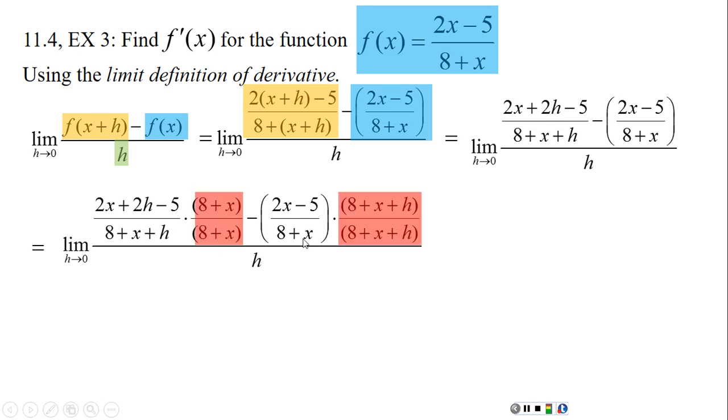The second one has the 8 plus x already. It's missing the other denominator. So I want to multiply it by 8 plus x plus h over 8 plus x plus h. So this is me getting common denominators here. Multiplying this side by 1, multiplying that side by 1.